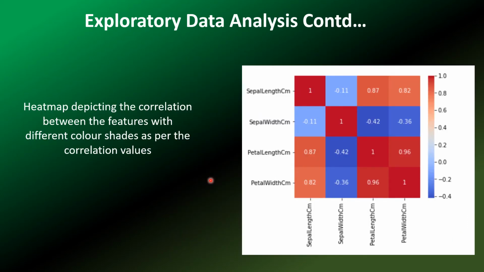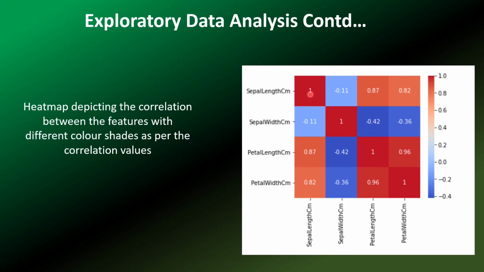So the next type of chart we are seeing is called a heat map. So it's an example of multivariate analysis because all the features in the dataset are analyzed at a time. So it depicts the correlation between the features with different color shade as for the correlation values. So as you can see in the heat map, we have all the four features in the x-axis as well as in the y-axis, and the values inside the matrix are correlation values, and normally it ranges from -1 to 1. -1 means highly negatively correlated, and +1 means positively correlated values. So any value around 0 means weakly correlated.